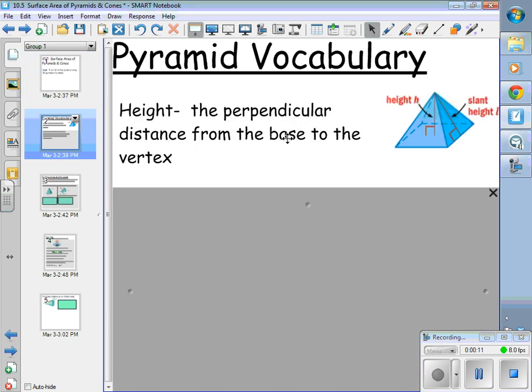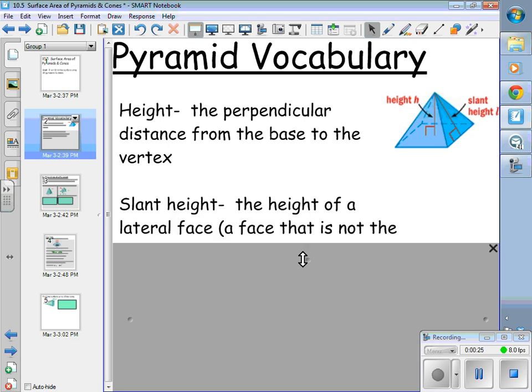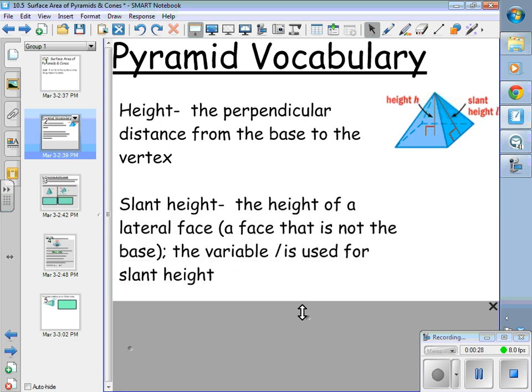Pyramid vocabulary. The height is the perpendicular distance from the base to the vertex. So you can see it right here going from the center straight down, as if you dropped a string. And then we have the slant height, which is the height of a lateral face, a face that is not the base, and the variable L is used for the slant height. So the slant height is as if we were crawling up the pyramid, for example, or leaning a ladder up against it.